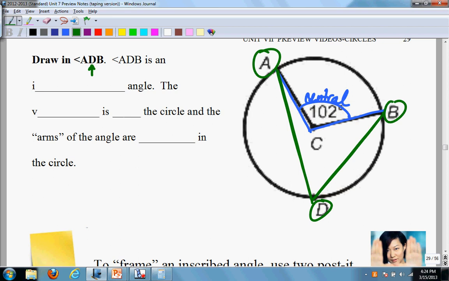Okay, the angle ADB, after you draw it, I'd like you to trace it. Now trace again with me. ADB. Now notice that D is not on the circle's center. It's on the circle's edge. D is on the circle itself. That's why we call this an inscribed angle.